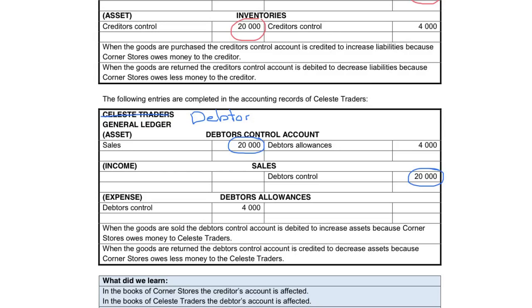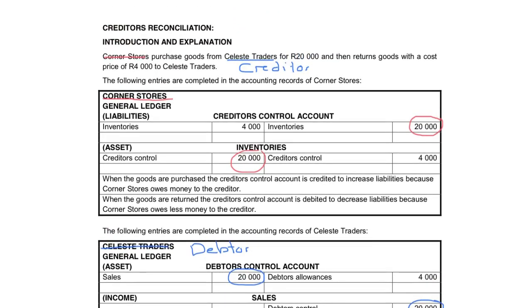If we go back to the previous books and look at the returns of the goods, here we see that goods are returned with 4,000 Rand. In the books of Corner Stores, Celeste Traders is a creditor. So if goods are returned, the creditors control account must be debited to indicate that less money is owed to the creditor. Inventories will be credited to show that the inventory is reduced.